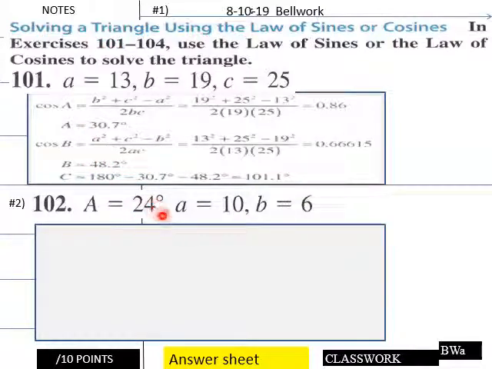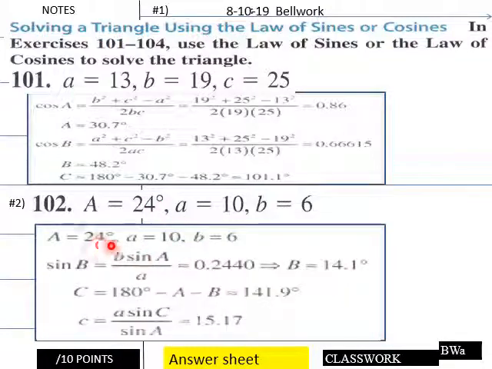And then down here for 102, A equals 24. So we're given one angle measure here. Then we're given two side lengths. So we can use our law of sines here. Sine B equals B sine A over A. That cranks out to 0.2440. So our B in this situation will be 14.1 degrees.